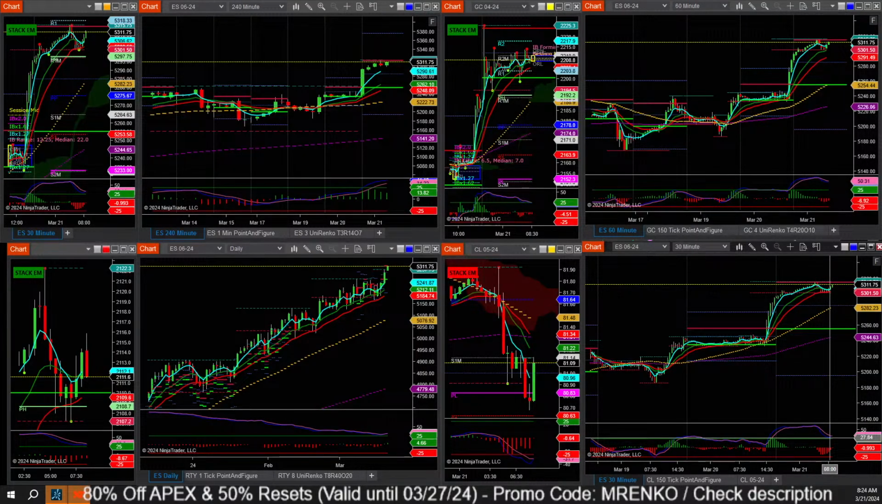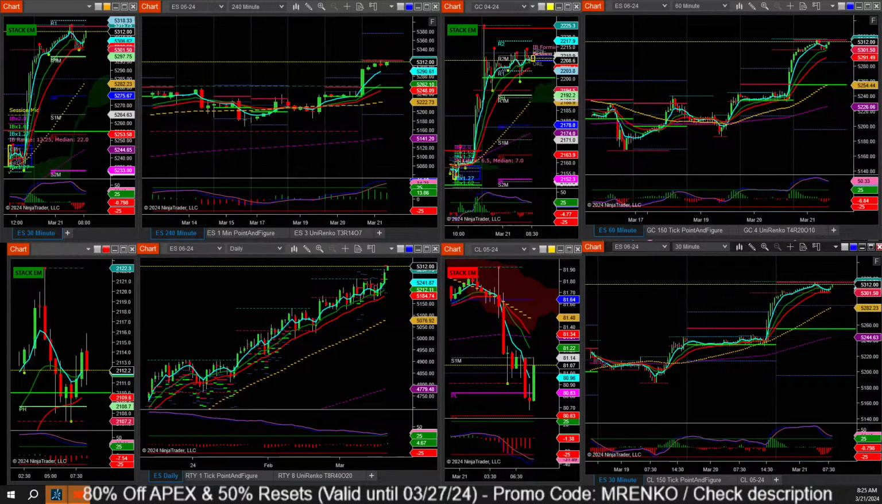Momentum is extended, but potential reset here. So same thing, right? It could come up and then do a crown formation and come back on price. We'll see. We'll see.